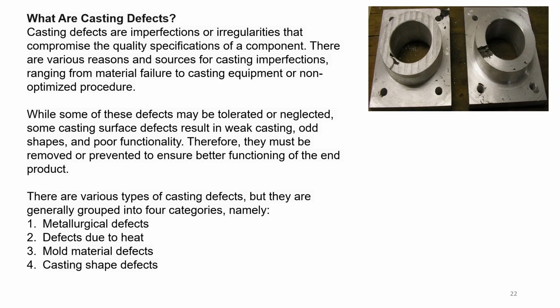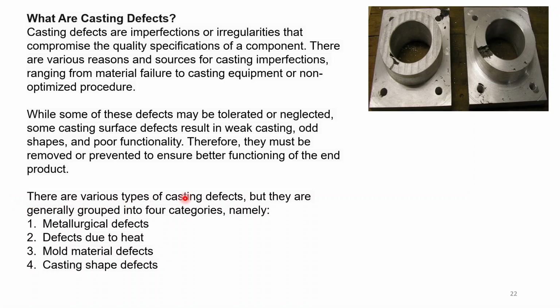The definition of casting defects: casting defects are imperfections or irregularities which compromise the quality specifications of a component. There are various reasons and sources for casting imperfections, ranging from material failure to casting equipment or non-optimized procedures. Some of these defects may be tolerated or neglected, and some casting surface defects result in weak casting, odd shapes, and poor functionality. Therefore, they must be removed or prevented to ensure better functioning of the end product.